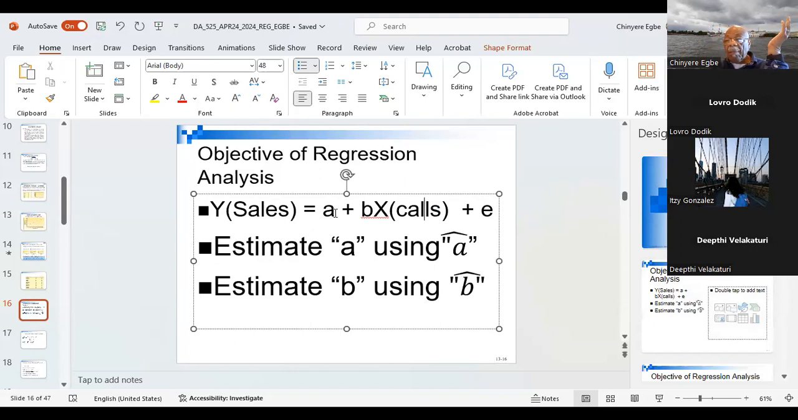But what is A? We don't know the value of A. We don't know the value of B. We are trying to estimate the value of A and the value of B. And so we estimate A using A hat, and we estimate B using B hat. That is our objective. But the estimates were called A hat and B hat. Those are the equivalent of X bar, which is the sample mean.